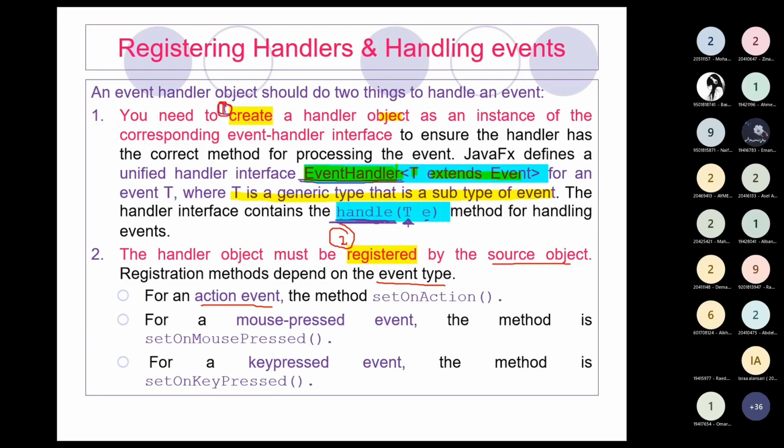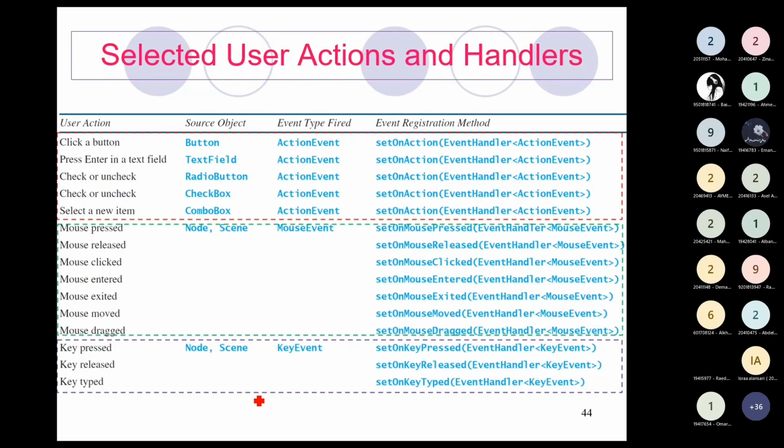This table shows an event type with a registration method. For example, I have now divided them into three areas. The first area deals with the source coming from the button or text, but it's all an action event. The second box, which is the green one, is a node or scene. It could be a node and a scene, but the most important thing here is that the event type is the mouse event. And the purple box is a key event. So let's go over them.